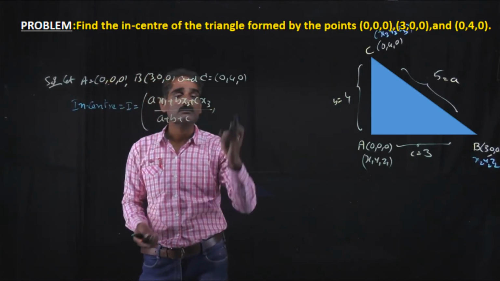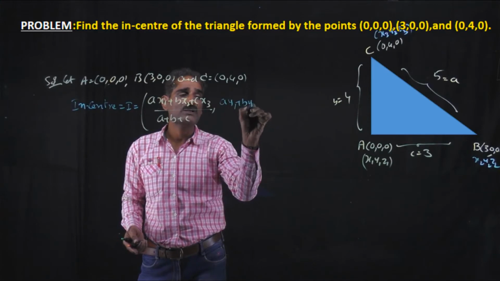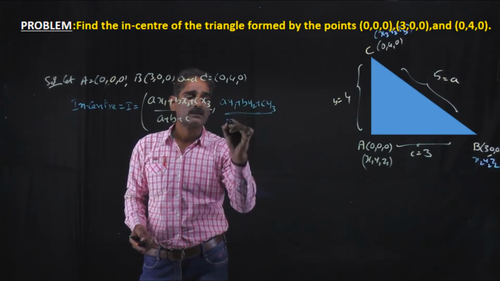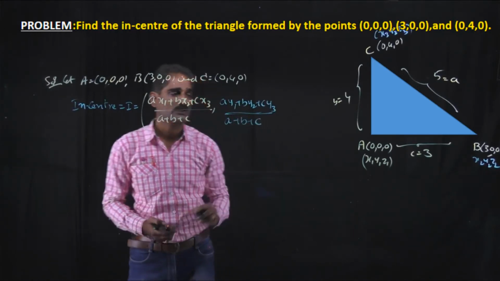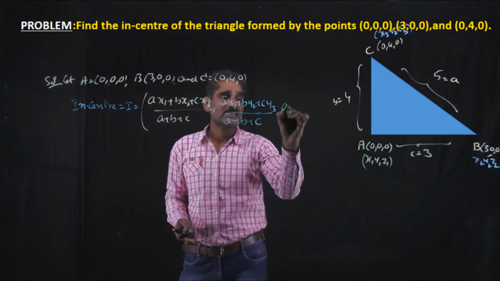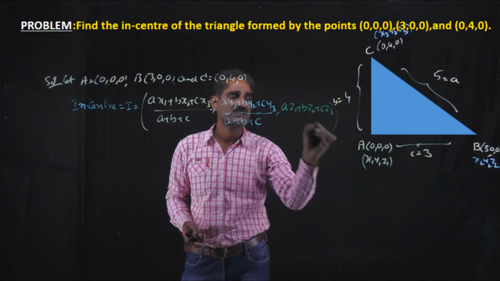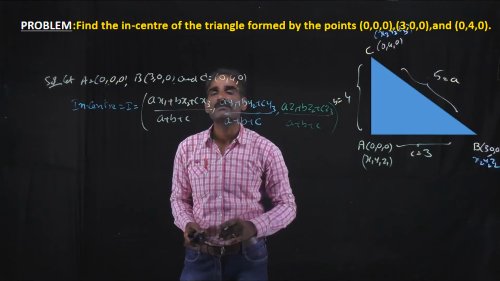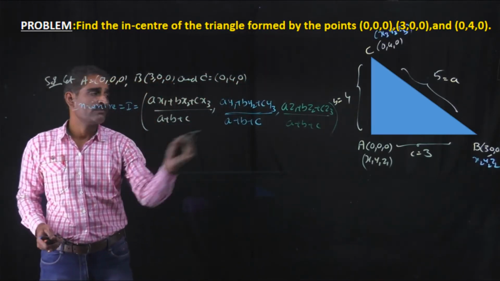Next, ay1 plus by2 plus cy3 by a plus b plus c. And the last one, the z coordinate, az1 plus bz2 plus cz3 by a plus b plus c. Okay. Now substitute the values, that's it.